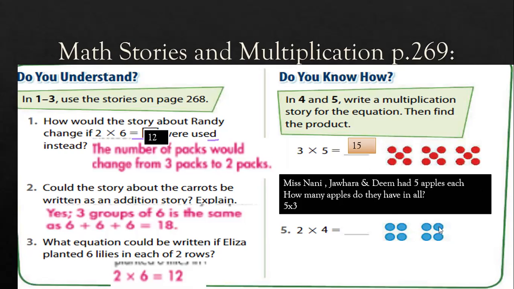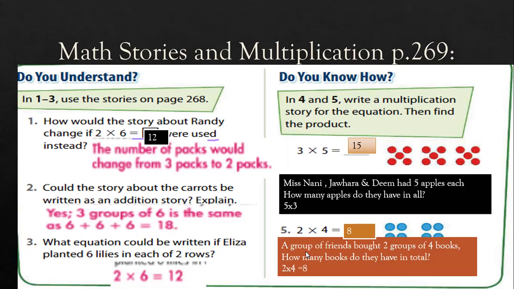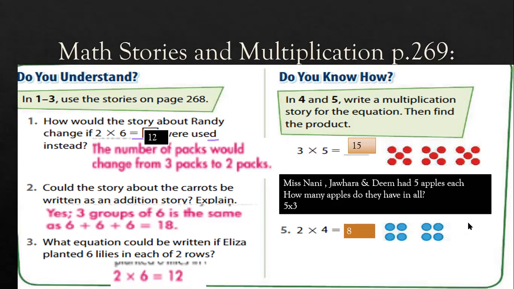Number 5, 2 multiply 4. It's 2 groups of 4. So 1, 2, 3, 4, 5, 6, 7, 8. It is 8, the answer. And the story: a group of friends bought 2 groups of 4 books. How many books do they have in total? It will be 2 multiplied 4 equals 8.